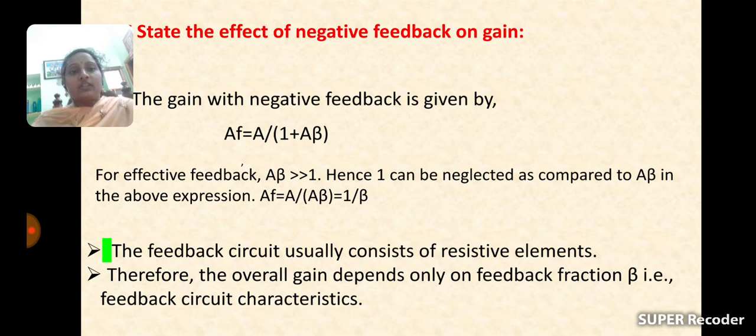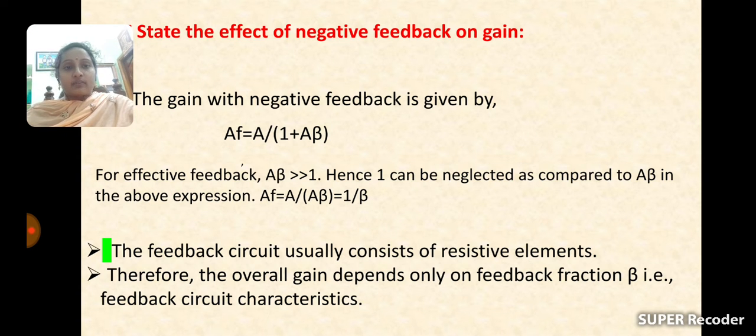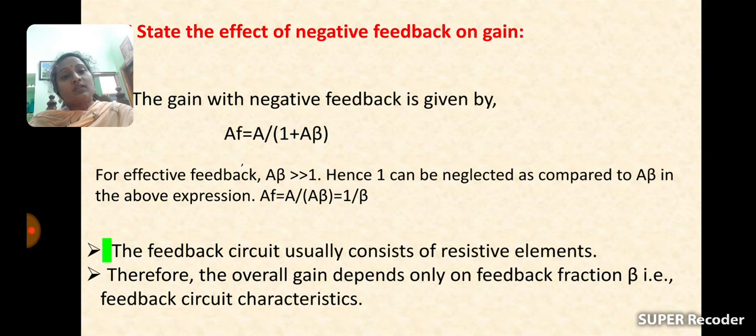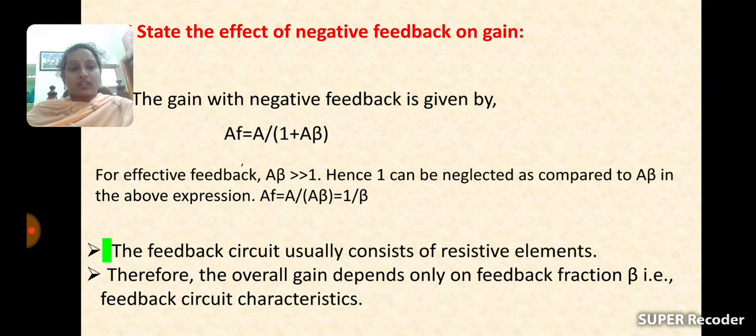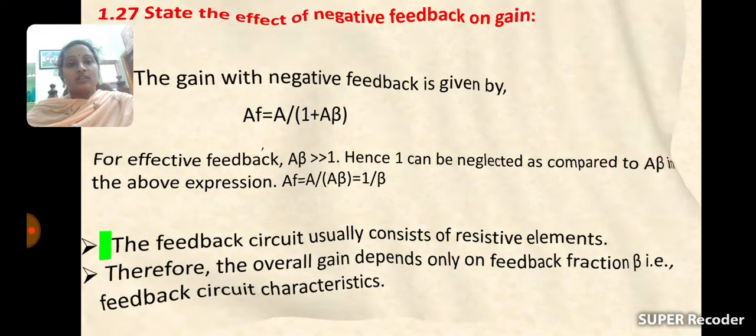The gain with negative feedback is given by AF is equal to A by 1 plus A beta. For effective feedback, A beta is greater than 1. Hence, 1 can be neglected as compared to A beta in the above expression. Is it clear? If it is neglected, AF is equal to A by A beta, that is equal to 1 by beta. The feedback circuit usually consists of resistive elements. Therefore, the overall gain depends only on the feedback fraction beta, that is, the feedback circuit characteristics.